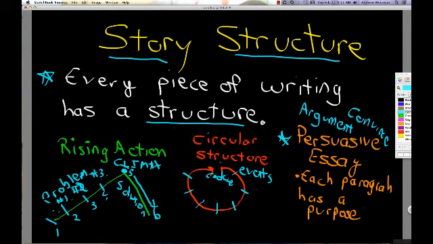And we'll get to these types of structures, rising action, circular structure, and persuasive essay in more detail in future videos.